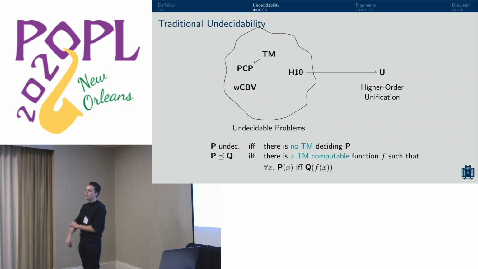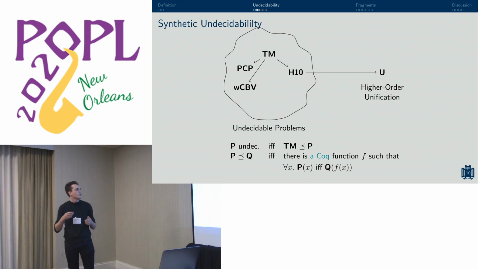Now, as we just heard, working with Turing machines isn't really that nice, so we took a slightly different approach. We use synthetic undecidability. In the synthetic setting, a problem is undecidable if there's a reduction from a widely known undecidable problem. For example, halting on Turing machines. And for a reduction, we don't show the computability of some Turing machine construction, but instead, we give a Coq function, which by construction is then computable, which still reduces P to Q.